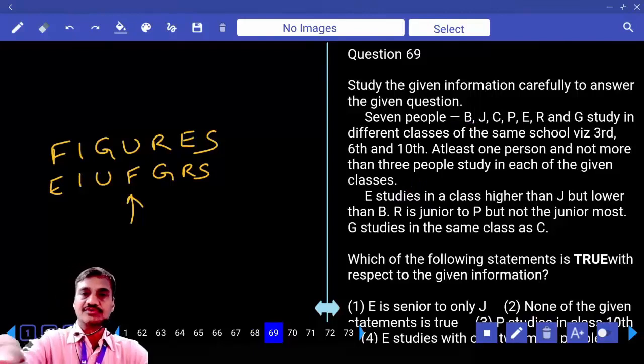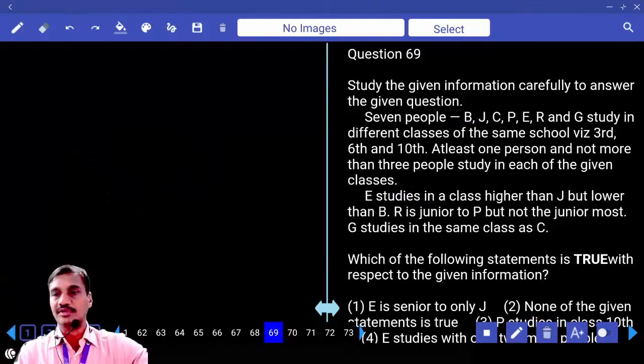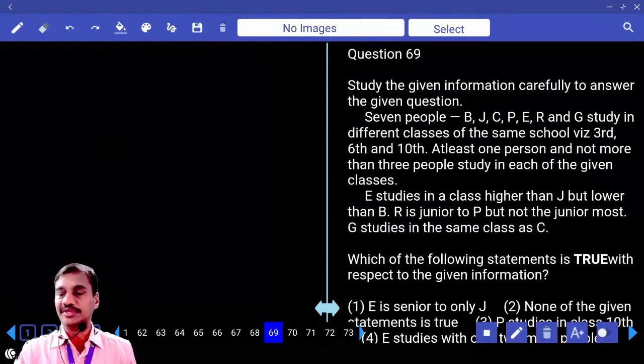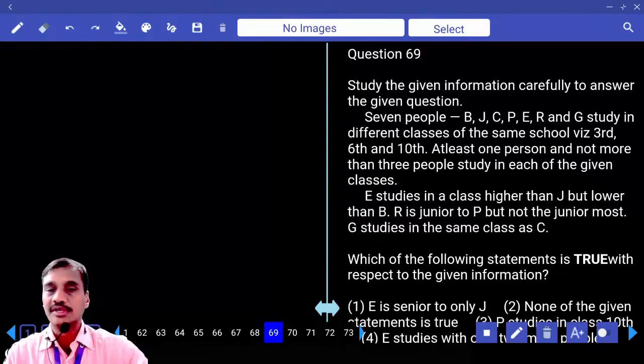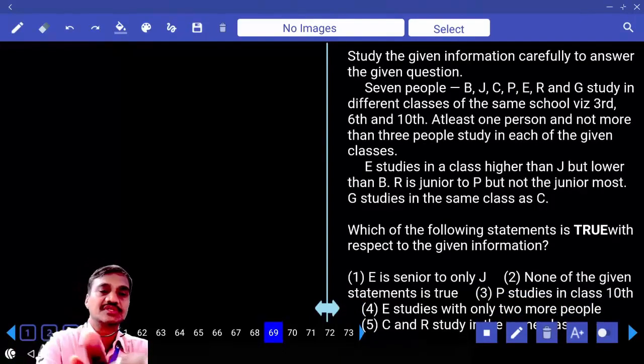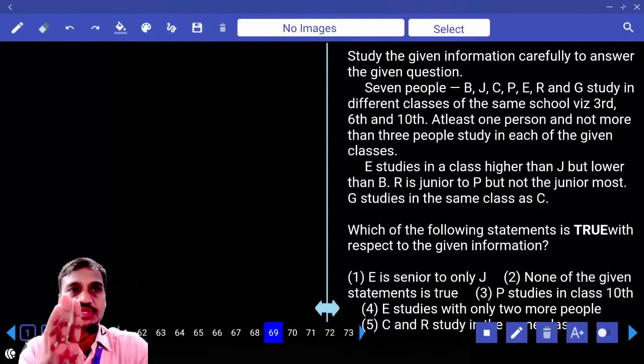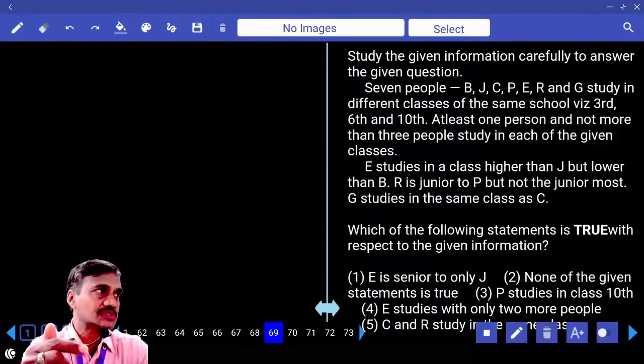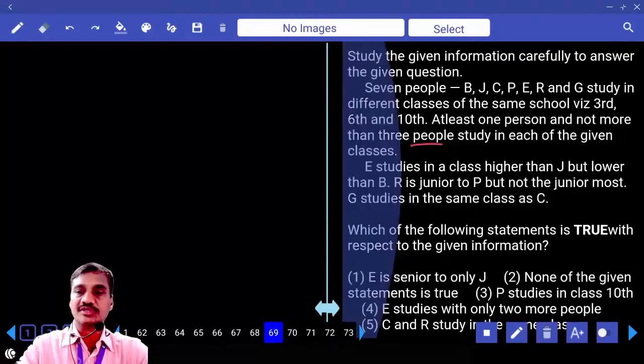Then 69 onwards, there are 7 people, B, J, C, P, E, R, G, and they study in different classes of the same school. What are the classes given here? 3rd, 6th and 10th. That means how many students are there? 7 students, and only 3 classes were given. That means more than one student is studying in each of these classes, and it comes under which category? Common parameter distribution.